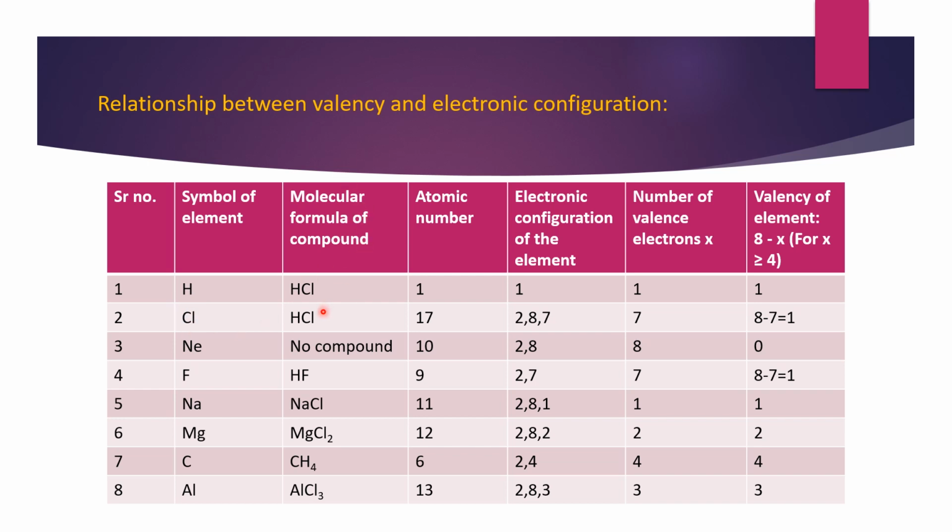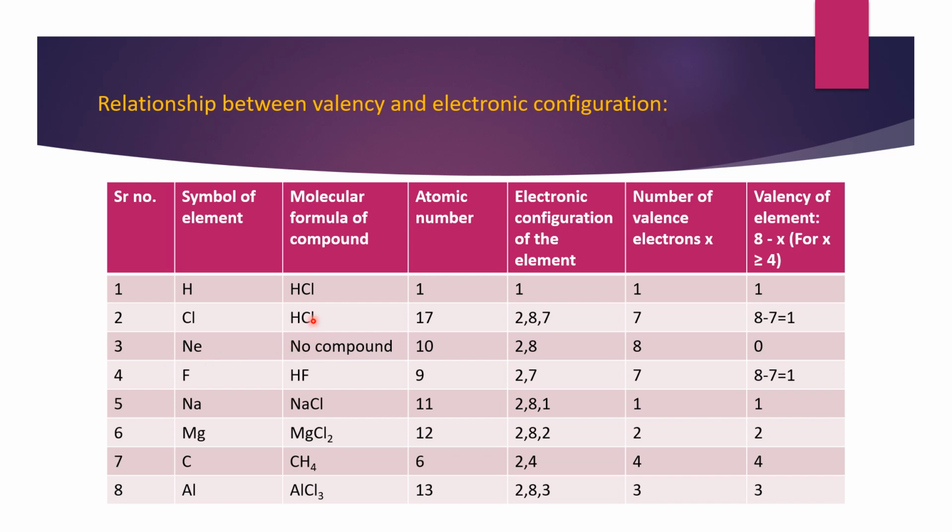So chlorine, Cl. Again, the same compound is HCl. Atomic number of chlorine is 17, so the electronic configuration will be 2, 8 and 7. 2 plus 8 is 10, 10 plus 7 is 17. What is the outermost shell number? The number of valence electrons is 7. Is 7 greater than 4? Yes, it is. So 8 minus 7 is equal to 1. 1 will be the valency of the element. So H has valency 1 and Cl has valency 1, so they form HCl.